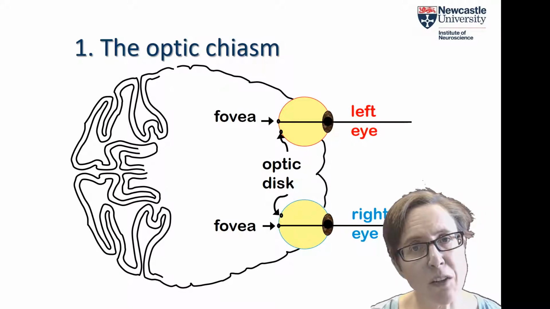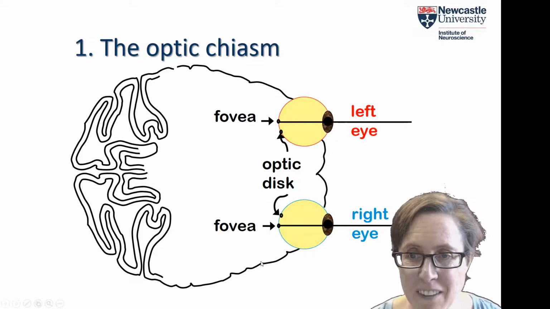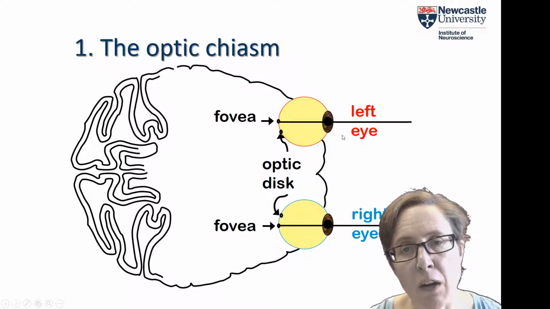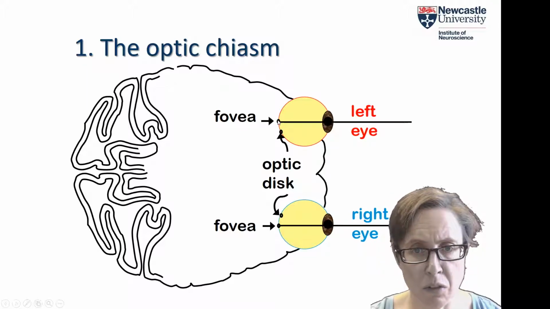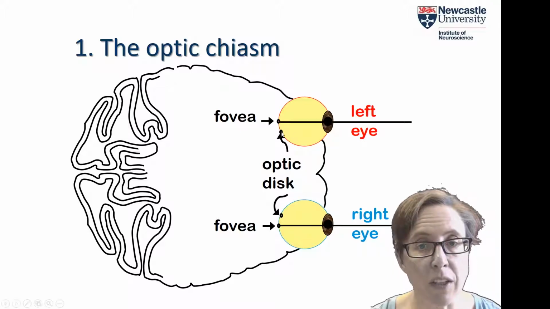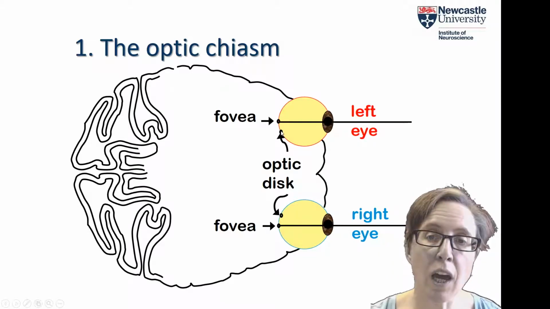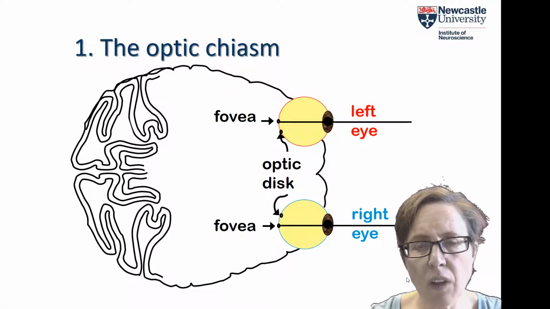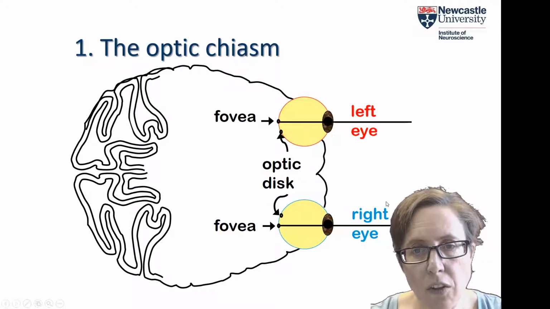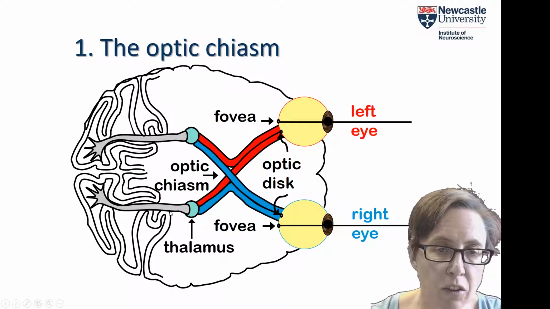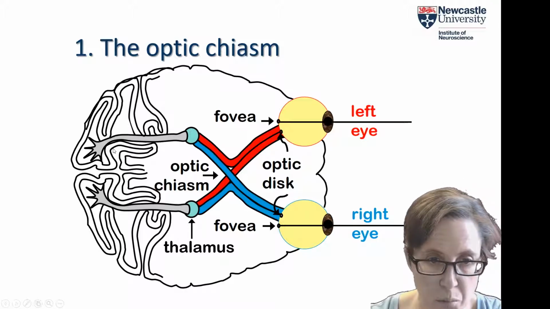So let's look in more detail at the optic chiasm, because I think this is quite an interesting crossover. So obviously we have two eyes, the left eye and the right eye. I'm going to mark the fovea, the central, most sensitive region of the retina, so the centre of our field of view. We also have the optic disc, and that's the blind spot where fibres leave the eye and we don't have any photoreceptors. So the optic nerve leaves the back of the eye, crosses over the optic chiasm, and then projects on from the thalamus through the optic radiation to primary visual cortex.